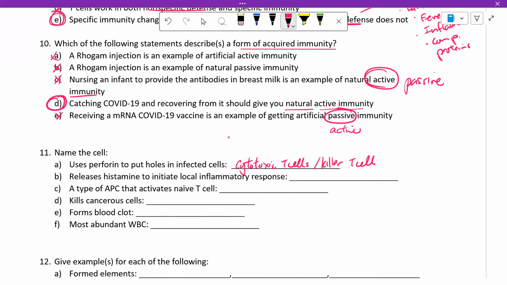Releases histamine to initiate local inflammatory response. That is mast cell.